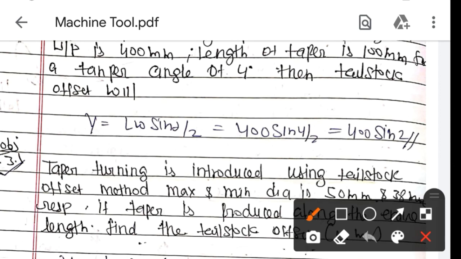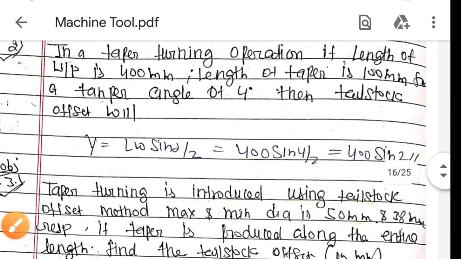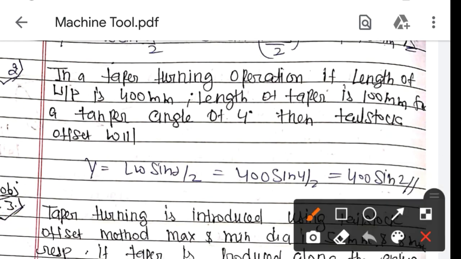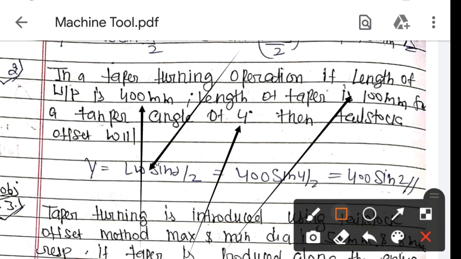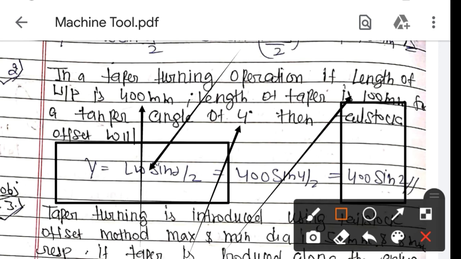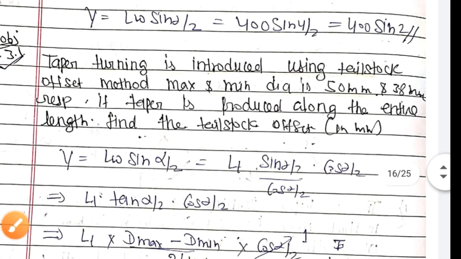In a taper turning operation, if length of the workpiece is 400 mm, length of the taper is 100 mm for a taper angle of 4 degree, which is alpha, then tailstock offset will be. This is the formula. Again, just substitute, everything is given over here and we'll be getting the answer, which is this one, 400 sine 2.